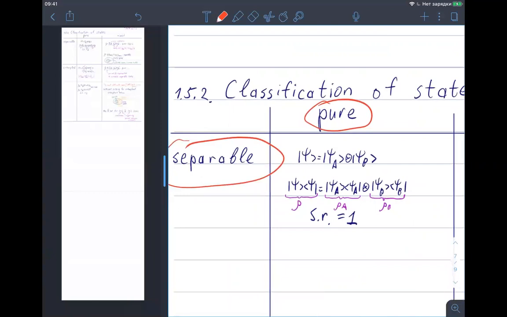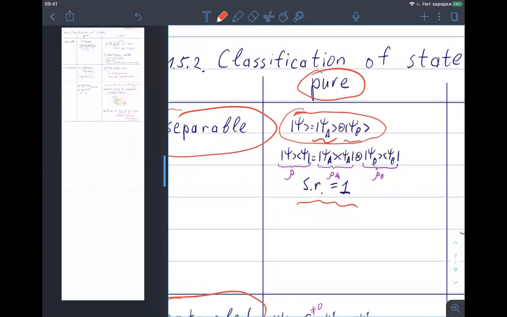So pure and separable means that our Schmidt rank is equal to 1. Yes, and it's another way to say that my state is factorizable. I can consider my vector as a tensor product of two vectors which live in the corresponding spaces. And if I consider not the state vector but my density matrix, the story is the same. My density matrix of the whole state can be considered as a tensor product of density matrices which correspond to each of the systems.